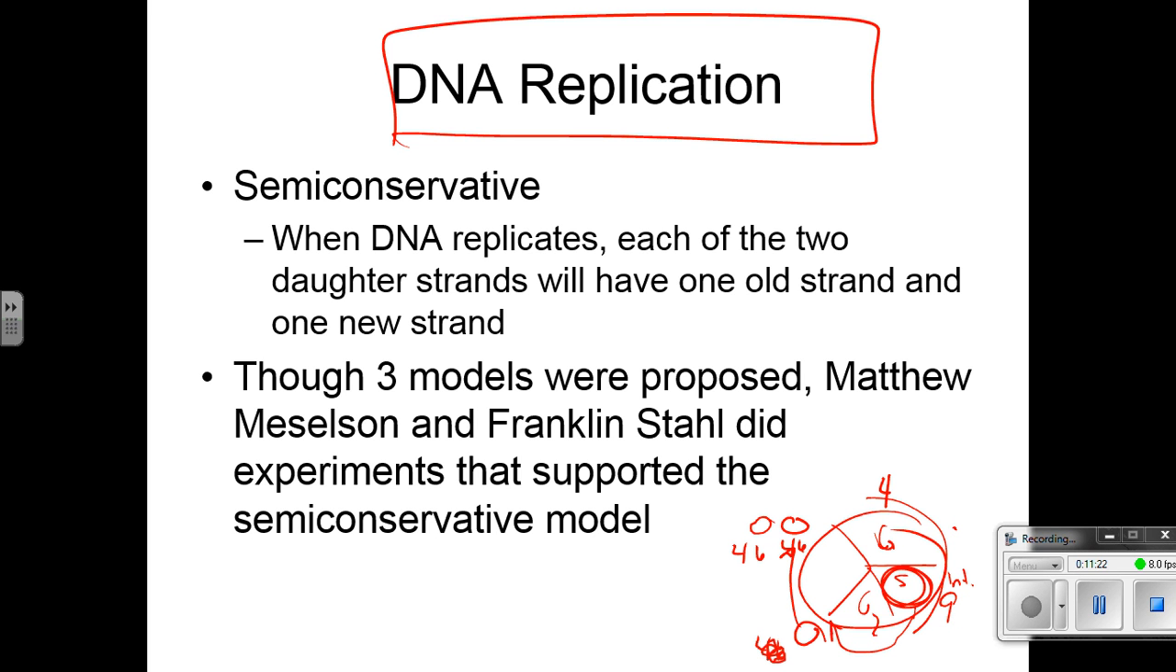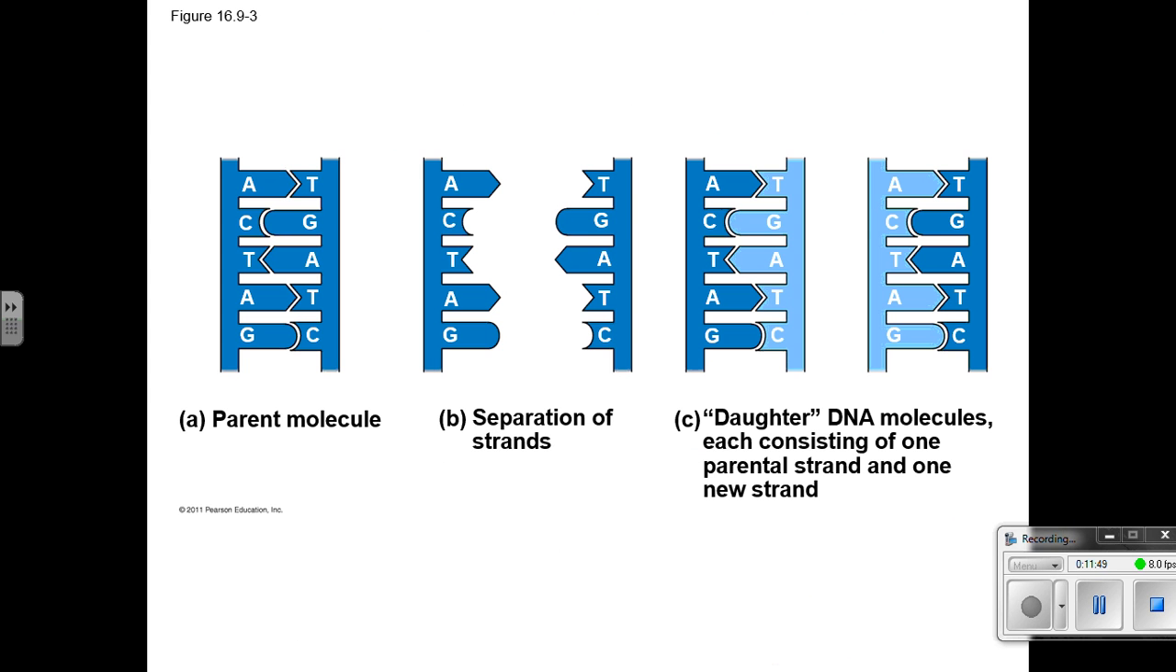So how does this process happen? That's what we're concentrating on in this particular chapter. One thing is that it's semi-conservative, meaning that when DNA replicates, each of the two daughter strands will have one old strand and one new strand. A long time ago, there were actually 3 models that were proposed by Meselson and Stahl, and they did some experiments, and I can describe these experiments if we can, that supported that it was a semi-conservative model.